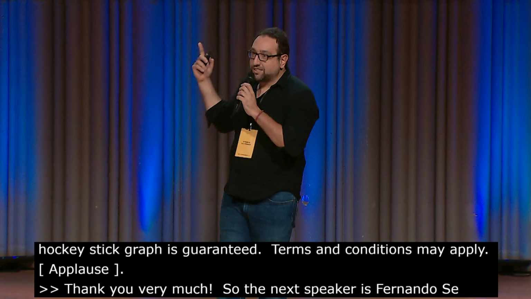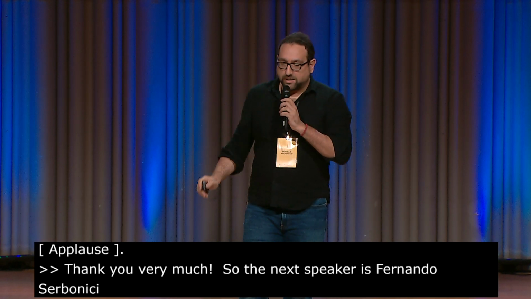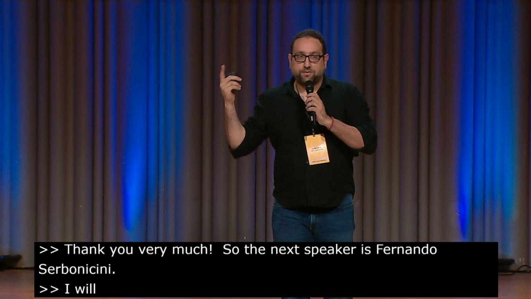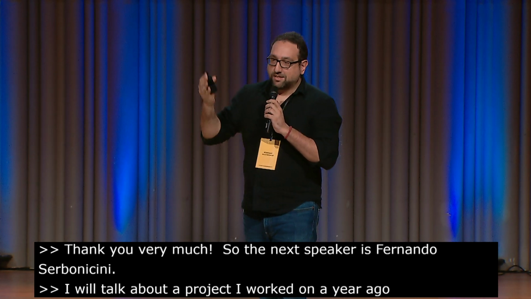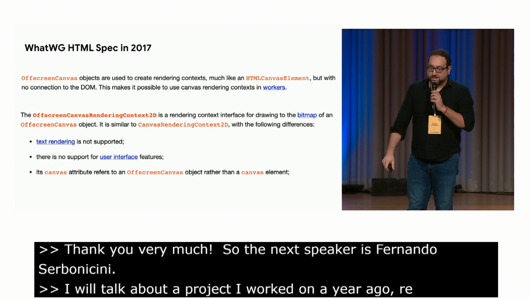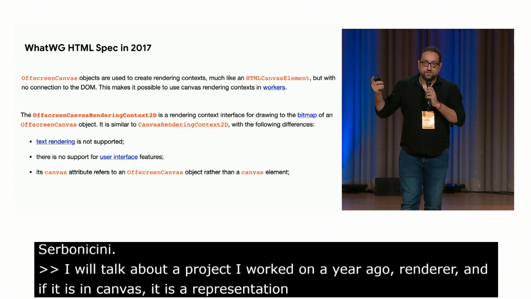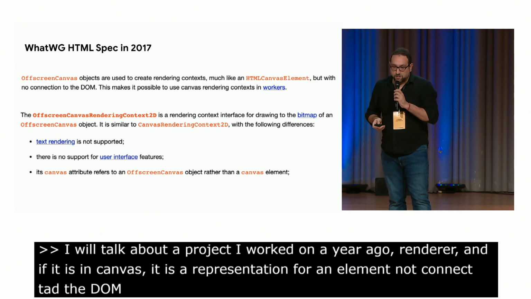I'm going to talk about a project that I worked on a year ago, I guess. It was basically text rendering in OffscreenCanvas. If you don't know OffscreenCanvas, it is basically a replacement for the HTML canvas element that's not connected to the DOM, so we can actually send it to workers and do graphics drawing on workers.